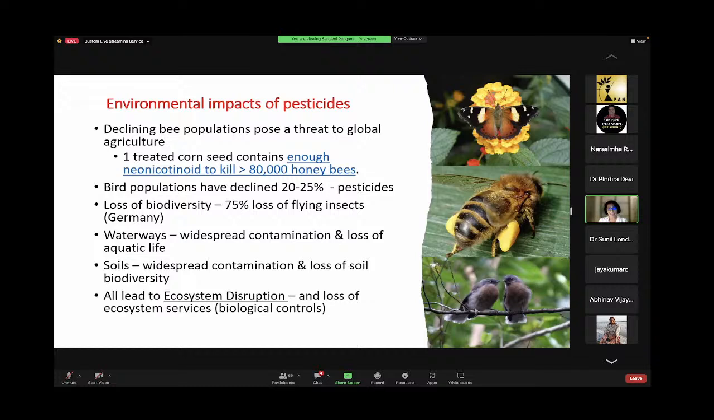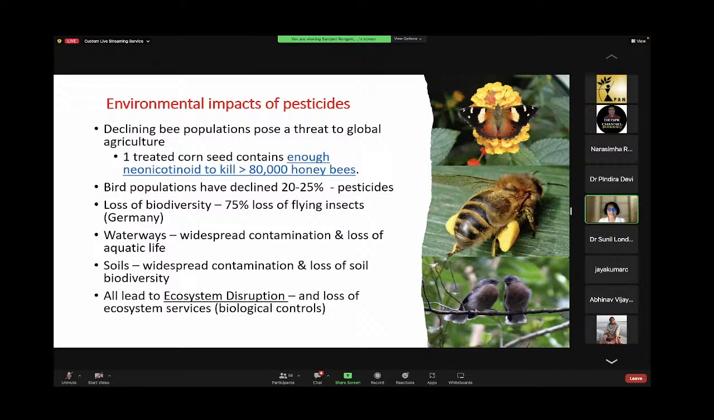There are also the environmental impacts of pesticides. The declining bee population poses a threat to global agriculture. With the pesticides, we are seeing the bee populations, major important pollinators, under threat. And if you look at it, one treated corn seed contains enough neonicotinoids to kill 80,000 honeybees. We are basically destroying our environment, our pollinators.